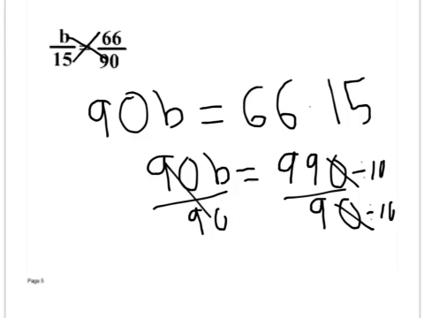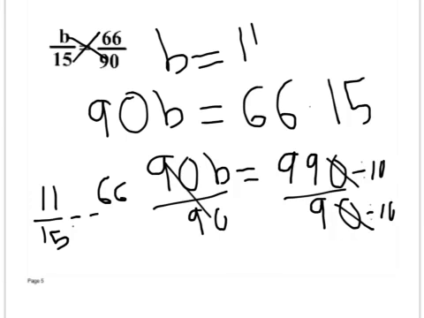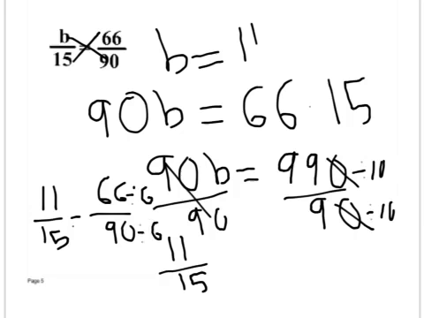How many times does 9 go into 99? There we go. So, let's see. 11 over 15. It's supposed to be proportional to 66 over 90. Is that true? Could I reduce these by 6? 66 divided by 6 is 11. Guess what 90 divided by 6 is? 15. So b has to be 11 to make this true.